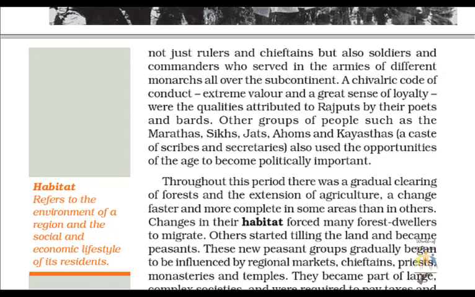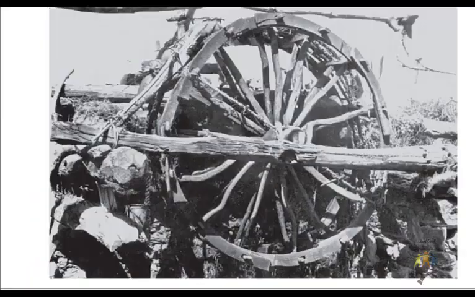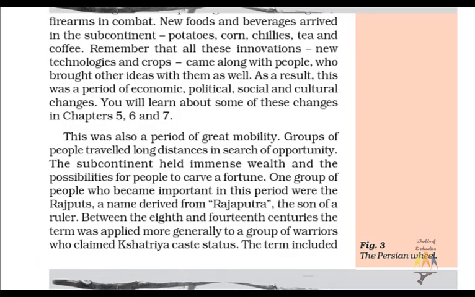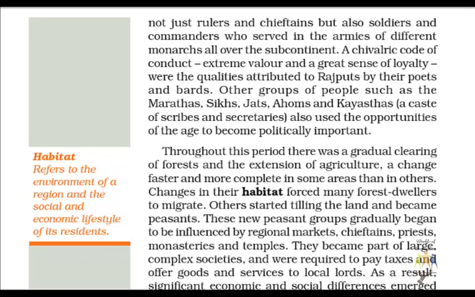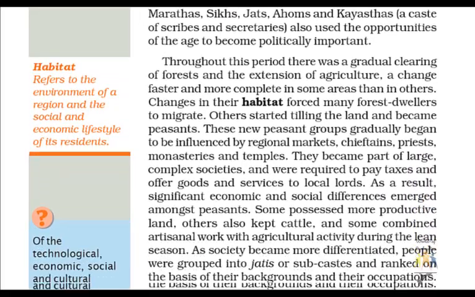Other groups of people such as the Marathas, Sikhs, Jats, Ahoms, and Kayashthas, a caste of scribes and secretaries, also used the opportunities of the age to become politically important. Fig. 3. The Persian wheel. Throughout this period, there was a gradual clearing of forests and the extension of agriculture, a change faster and more complete in some areas than in others.